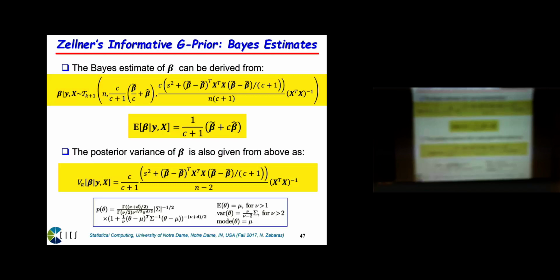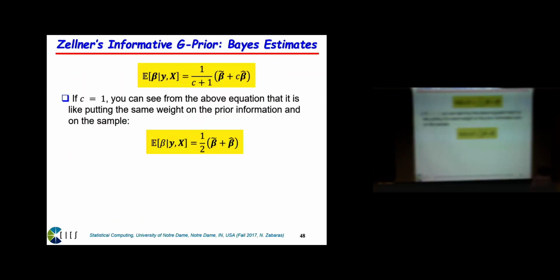This is the expectation of the posterior of beta. This is the variance. And again, once you have these formulas, they're one line in your computer program. So I'm rewriting here the posterior mean of beta, and it looks like that.